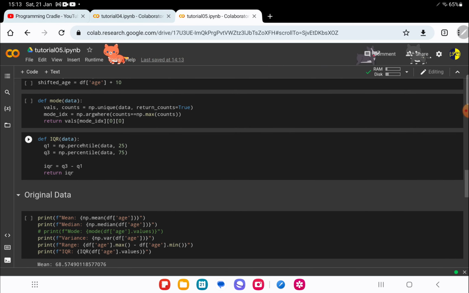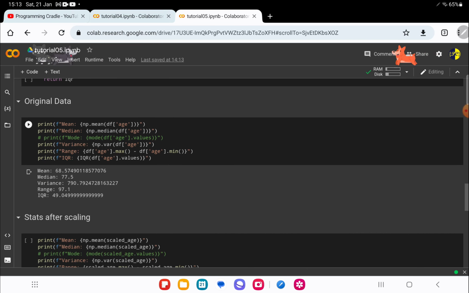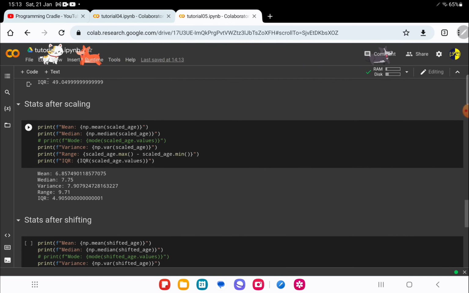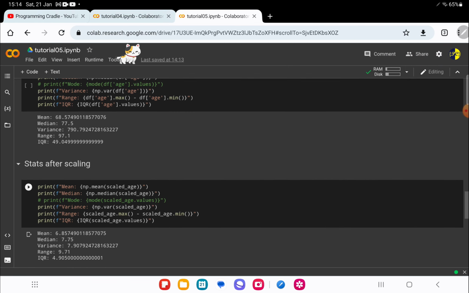For interquartile range, I'm using a different method here. So in a past video, I had told you there are different ways we can calculate interquartile range. So this is again a different way to do it, and I personally prefer this way. The method which I showed you in the past video was just something I tried. So we can see the statistics for our original data. We have our mean as 68.5, median as 77.5, variance is 790.7, range is 97.1, and interquartile range is 49.04.